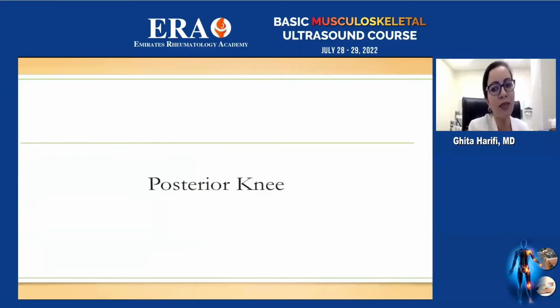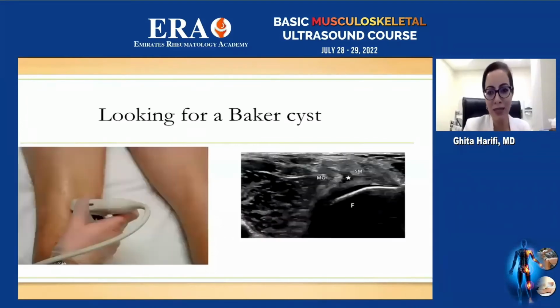Now we're done with the lateral knee, and we move to the posterior knee. Systematic examination, as we said, ends with the posterior knee. Obviously, for the posterior examination, the patients have to lie prone. This is usually the position where we look for Baker cyst, mainly. So this is the position to check for a popliteal cyst.